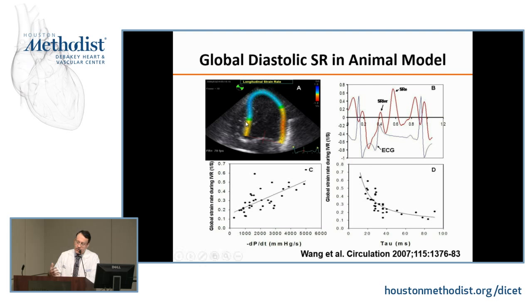Similar to LV strain, you get it from multiple views. You get a global value for the segments that you visualize, and you can measure this as systolic strain rate, so that's why it's below the baseline by convention. Then during the isovolumic relaxation period and during early diastole, then late diastole. That signal in particular had a very significant relation, not a linear one, with the time constant of LV relaxation in animals. That was highly significant, and also with negative dp/dt.